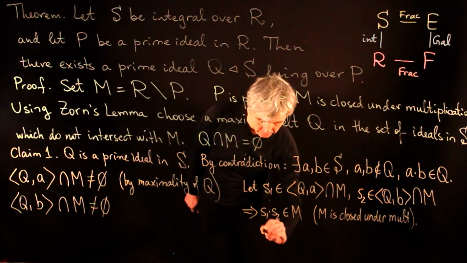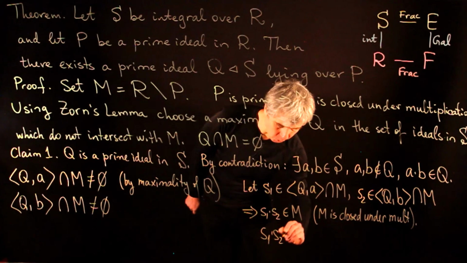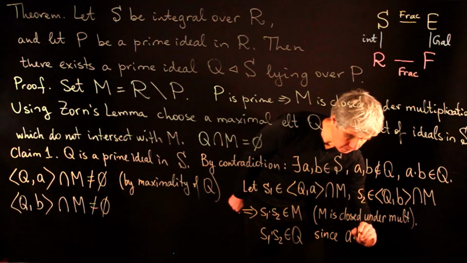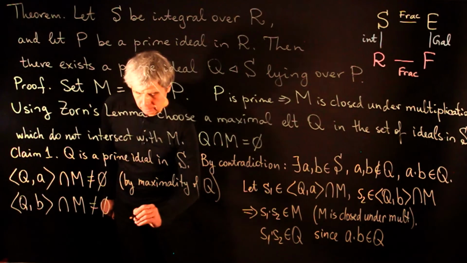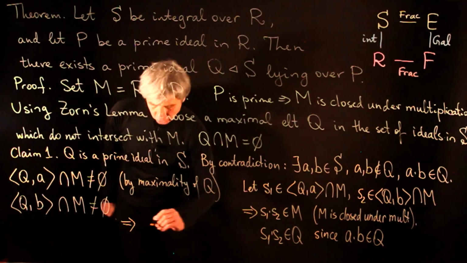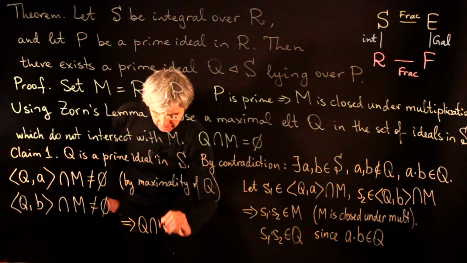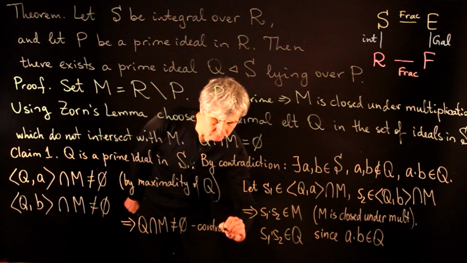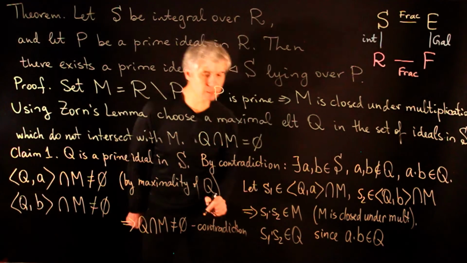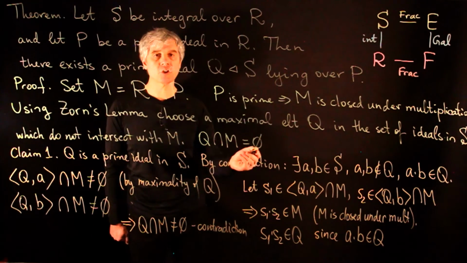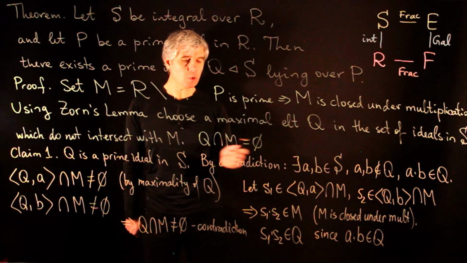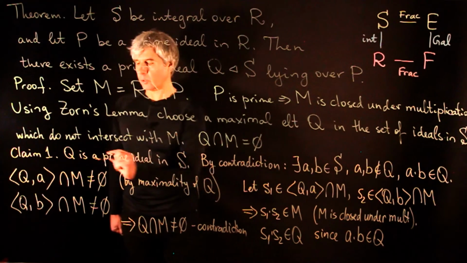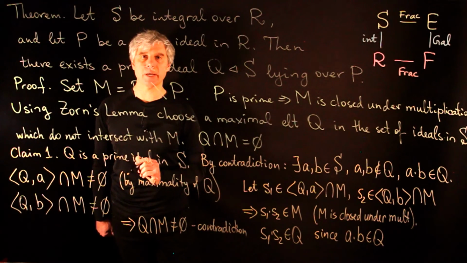And also this product belongs to ideal Q, since A times B is in Q. So this tells us that the intersection of Q with M is not empty, and this is a contradiction. Because by construction of Q, this intersection was empty. The source of this contradiction was our assumption that Q is not a prime ideal, so this proves that the ideal Q is in fact prime.